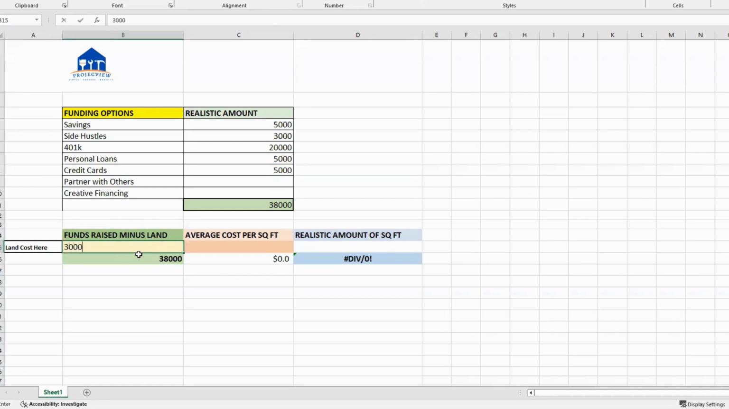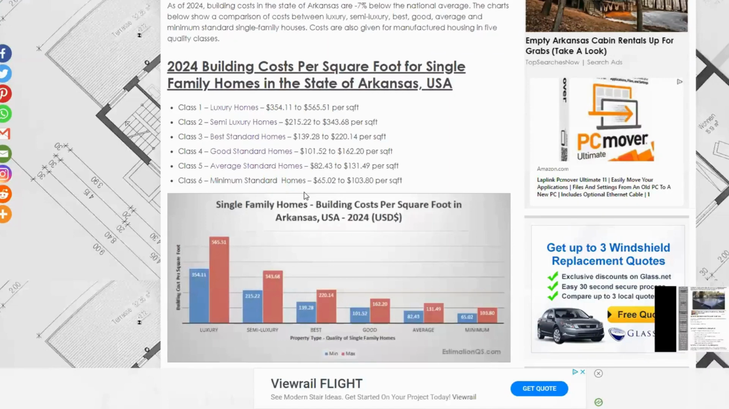So for our land cost, to get it all right and the title and all that stuff done, $3,000, okay? Here, the average cost per square foot for the area that we're in, we're going to go to the handy dandy Google and voila, here. So minimum standard homes are about $65 a square foot.